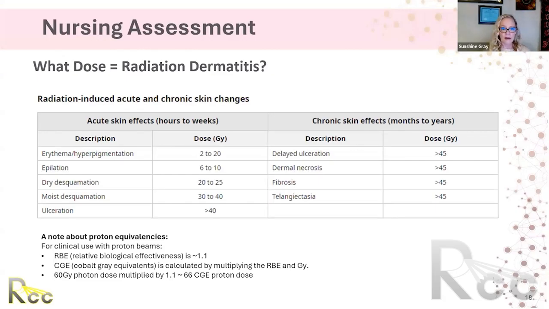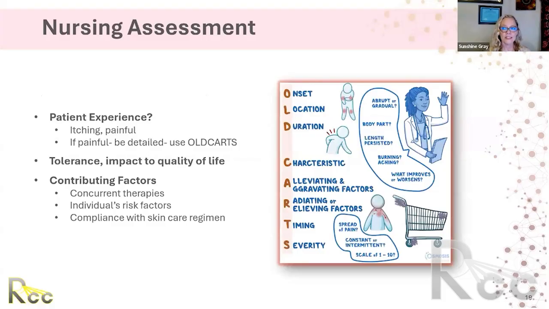And then I just included this. I don't know how many of you have experience with proton therapy. We have one center here in Seattle that we do treat with proton therapy, but just for a clinical reference, wanted to let you know that proton beams are measured in CGE, which is cobalt gray equivalence, and it's basically calculated by multiplying our gray by a factor of about 1.1. There's a variation. So all that to say that a patient who is receiving proton therapy has a similar response as a radiation dose with photons.